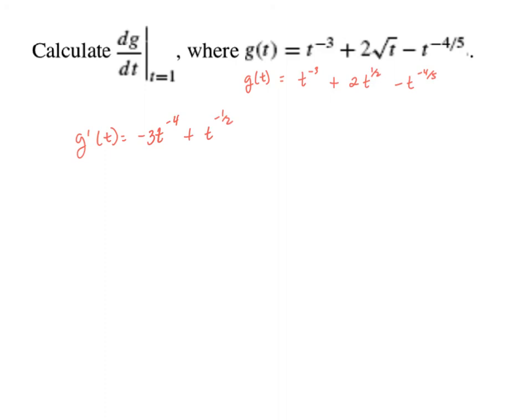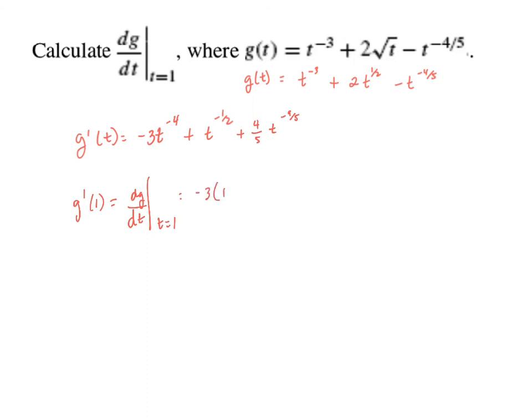Third term: -1 times 4/5 would give us a positive 4/5 coefficient. Then subtract 1 from the exponent: from negative 4/5, which means take away 5/5, and you get negative 9/5. So there's the derivative as a function. The derivative at 1, which can also be written as dg over dt when t equals 1. Now we replace the t's in the derivative function with 1.